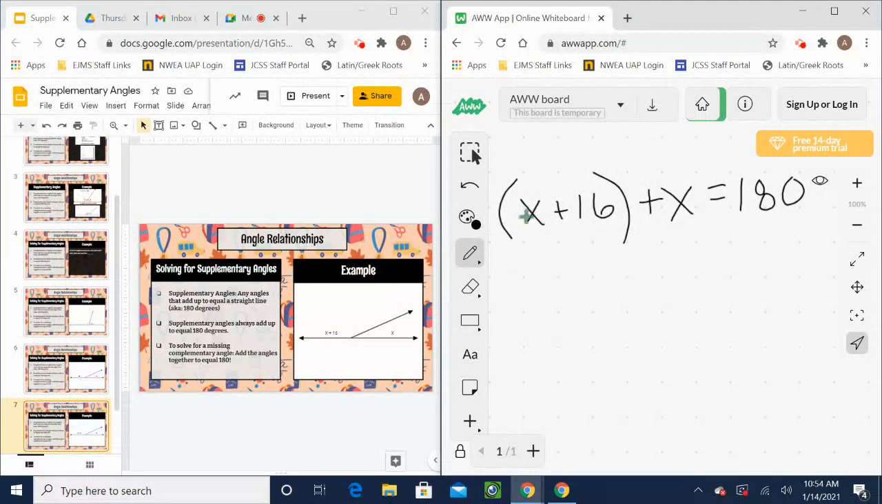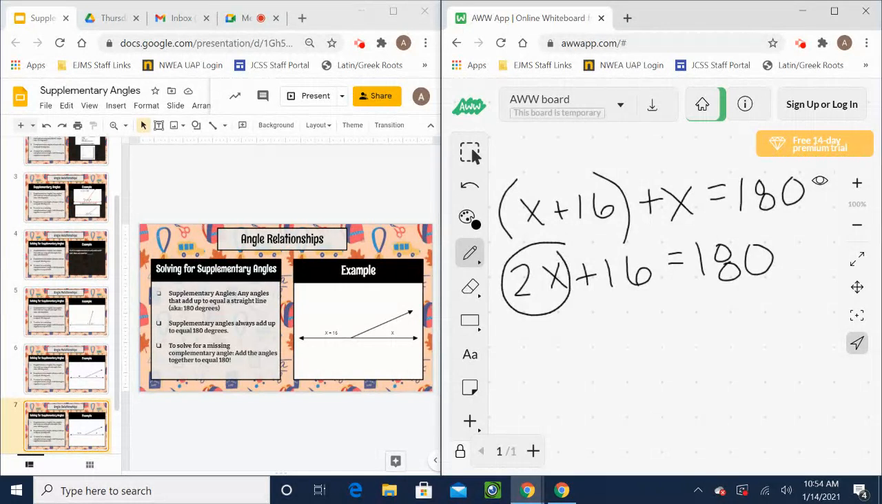Okay, well, if I look at this equation, I've got two x's. So x plus x, I need to simplify that. That is going to give me 2x. And then I've got that plus 16. That just comes down because we have nothing to combine with it. And then all of that added together still equals 180. This is an equation that we know how to solve.